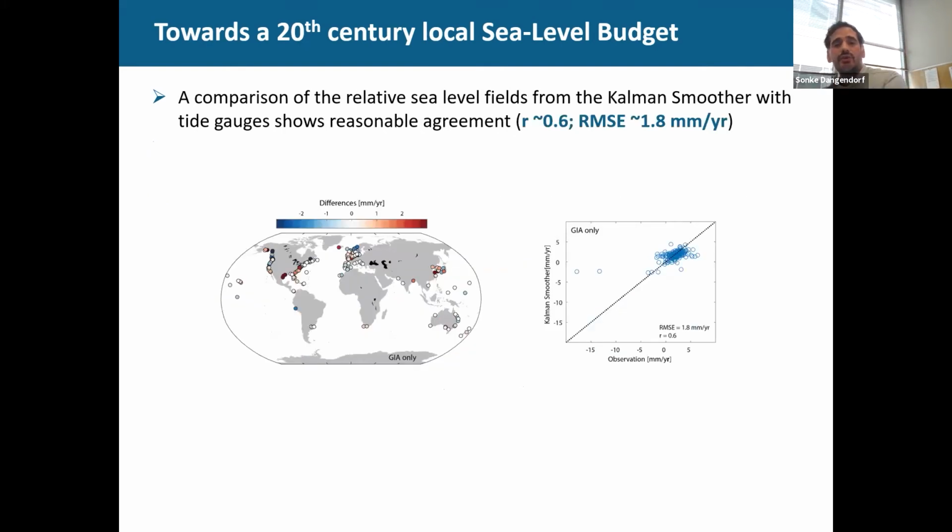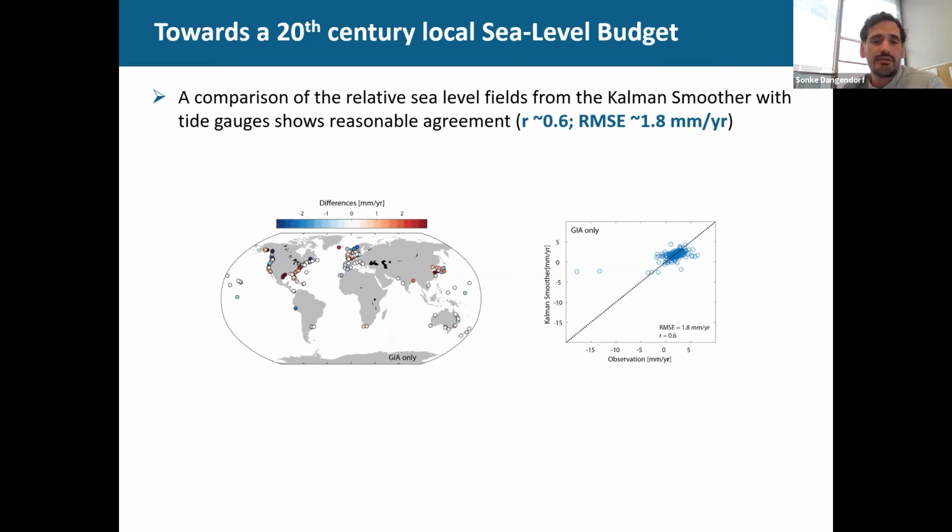So we can also go to all tide gauges that we have worldwide and compare now our full budget, or the full sea level signal from the Kalman Smoother as the sum of the individual contributions of steric-dynamic, barystatic, and GIA, to tide gauges. And this is actually shown in the map. On the left, you see the differences between the linear trends estimated from tide gauges and the nearby solution of the Kalman Smoother.